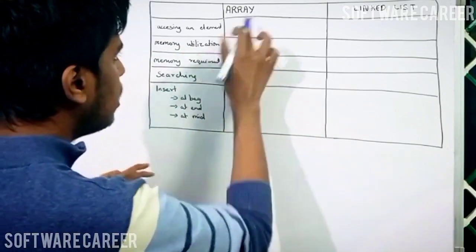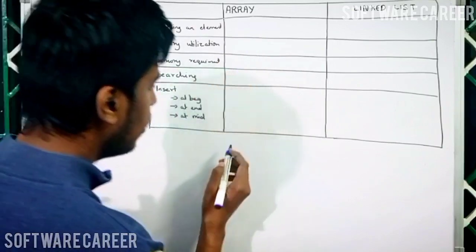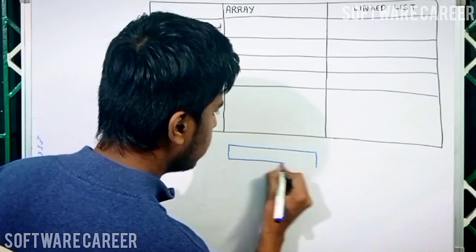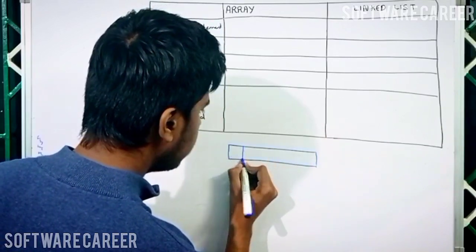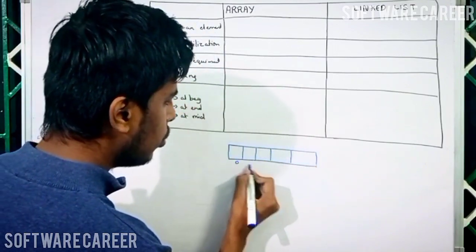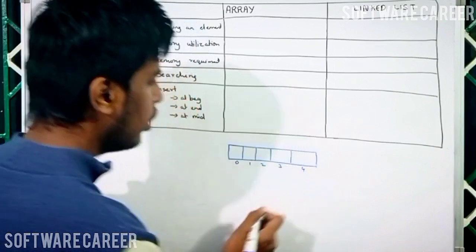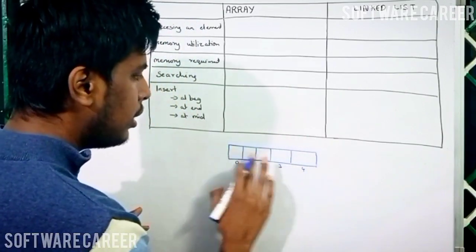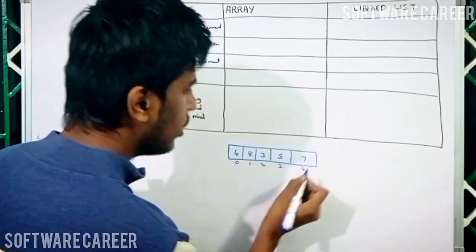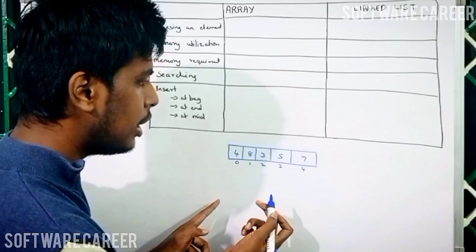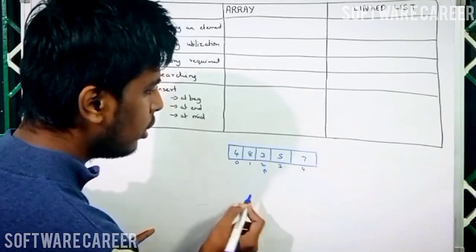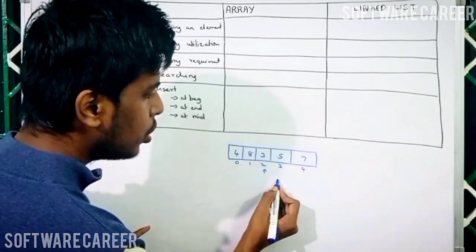Now see, let's look at that on an array. Accessing on an array. Now I am creating an array of size 5. Let's say the indexes are 0, 1, 2, 3, 4. Now I am storing 5 integer values in this array. Let's say 4, 8, 3, 5, 7. Now you want to access the element present at index 2. So the index is 2 here. What is the element present here? 3. So it should return 3.